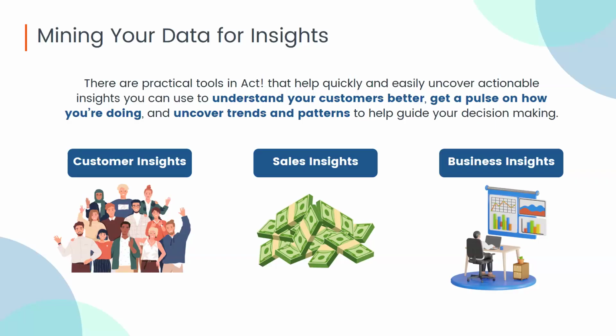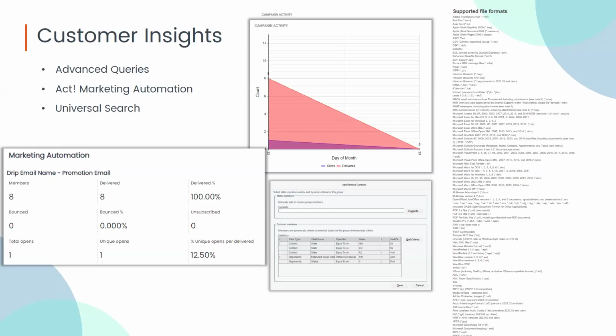And I'm going to show you a few examples of each within the ACT product. My hope is that you'll find a few of these that you can put into practice right away in your business. So let's begin with customer insights. I'm going to talk about things like advanced queries and ACT marketing automation, and even the universal search feature that you may not even know about.